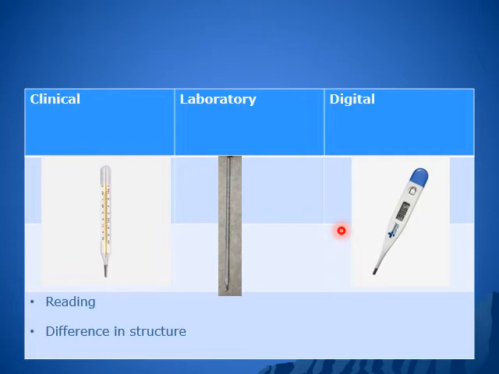So our next difference is the difference in structure. This clinical thermometer is different from the laboratory thermometer because it has a kink which does not allow the mercury level to fall after we take it out from our body, to show the reading. But in a laboratory thermometer we have to see the reading when it is dipped inside the sample. If we take it out from the sample, the reading will fall down, the mercury level will fall down. So it does not have a kink. The laboratory thermometer does not have a kink.